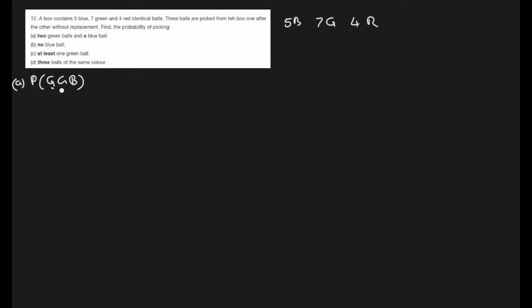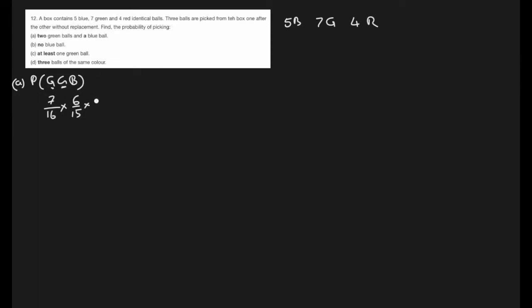We write first the probability of green if it is the first one. Okay, so it will be 7 out of total they are 16. 7 plus 5 is 12, plus 4 is 16. Then again next will be the green, which will be 6 out of 15 because it's without replacement. So even with the green selection, the total number of balls reduced. So that's why it is 6 over 15 now. And the third one is blue.